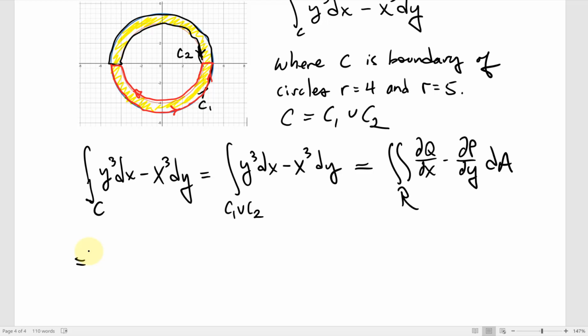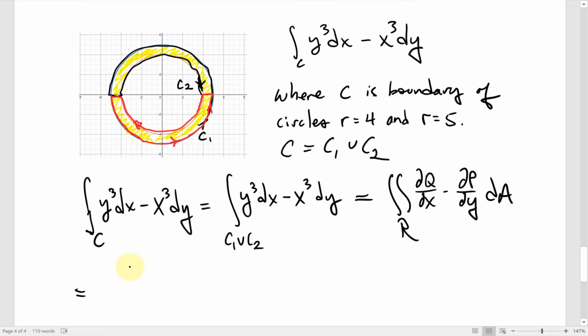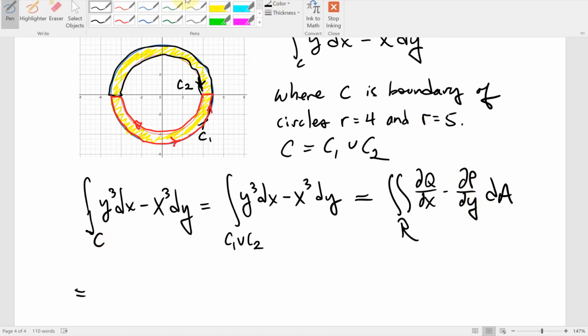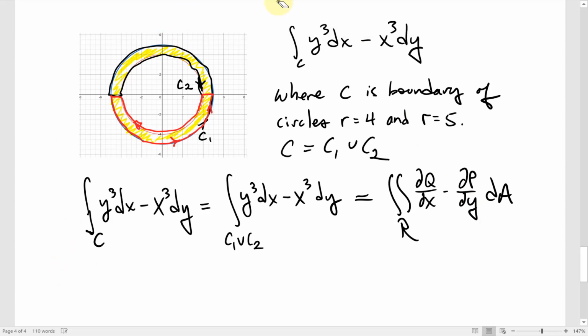Now this region is circular, so it'd be much easier to convert to polar coordinates. I also need to figure out what dQ/dx and dP/dy are, so maybe I'll take care of that right now. What's the partial of Q with respect to x? Q is this one, that's P, that's Q. So this is negative 3x squared. The partial of P with respect to y would be 3y squared.